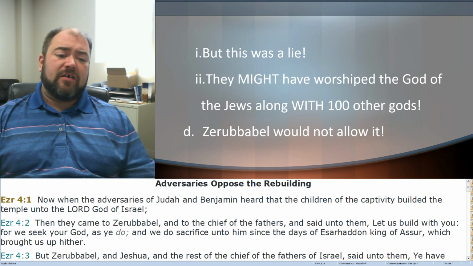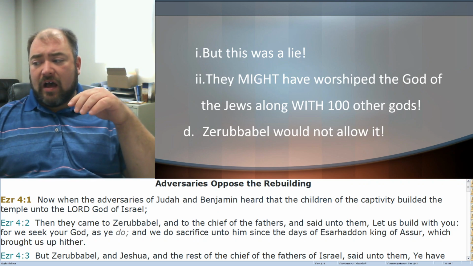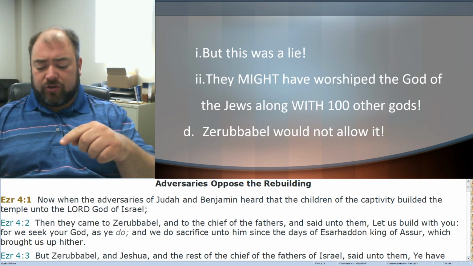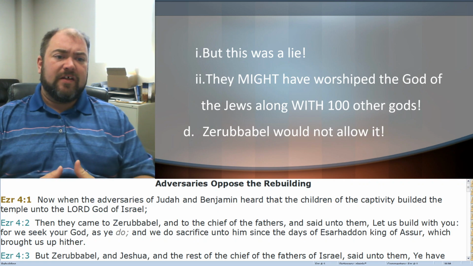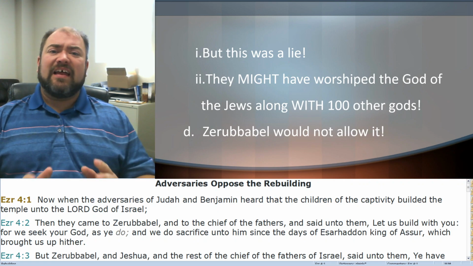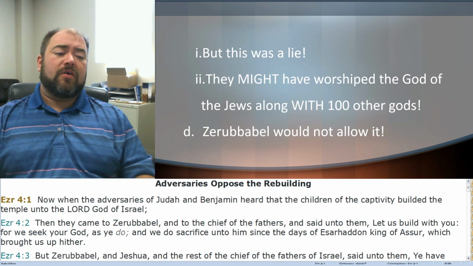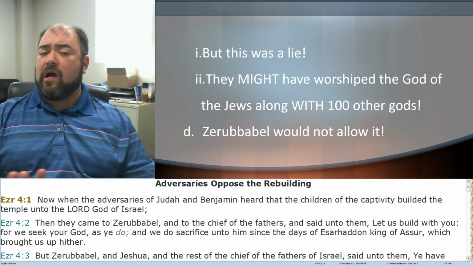And so when Zerubbabel came, and when Nehemiah came, and when Ezra came, when all these men came to rebuild the altar and the temple and the walls and ultimately the city itself, they did not want the world creeping back in. They wanted to build it holy. They wanted to build it sanctified. But Zerubbabel said, no, we're not going to allow it.